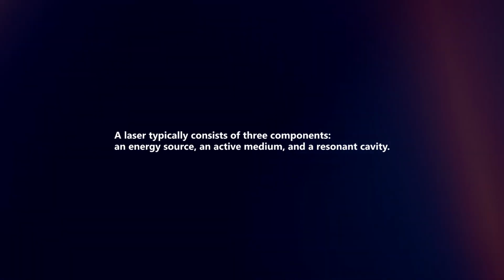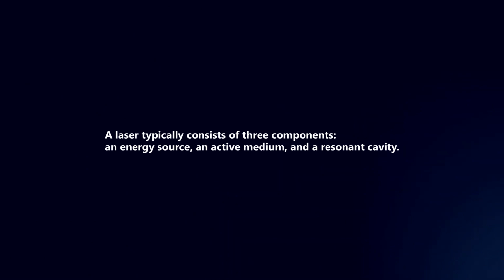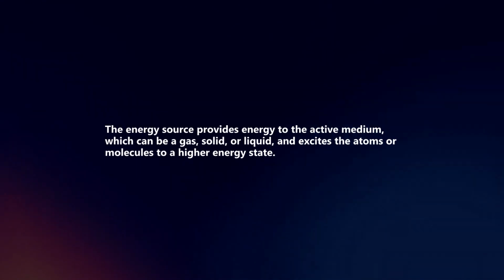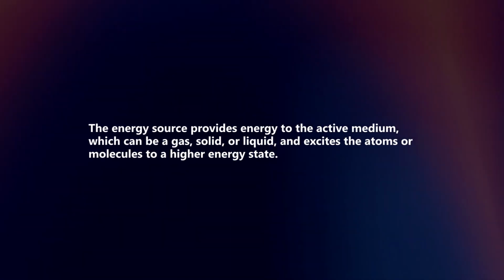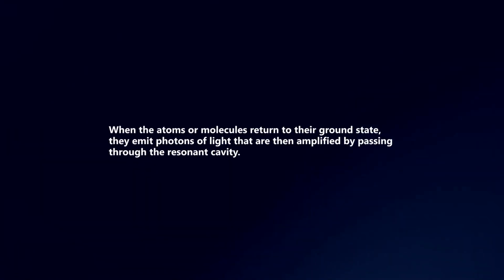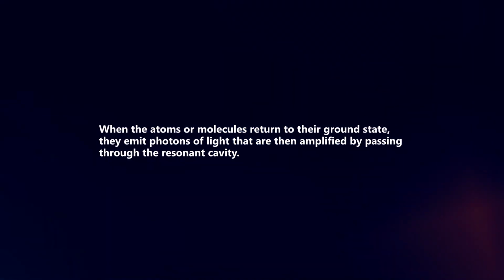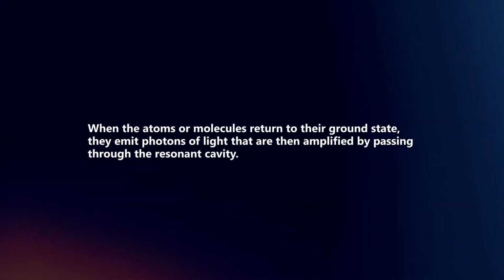A laser typically consists of three components: an energy source, an active medium, and a resonant cavity. The energy source provides energy to the active medium, which can be a gas, solid, or liquid, and excites the atoms or molecules to a higher energy state. When the atoms or molecules return to their ground state, they emit photons of light that are then amplified by passing through the resonant cavity.